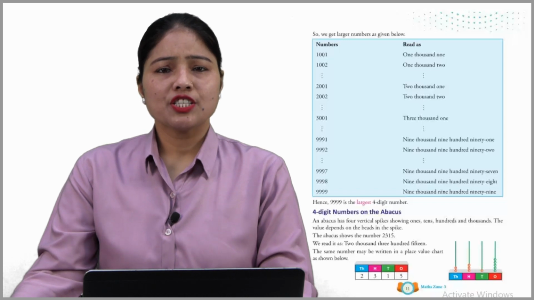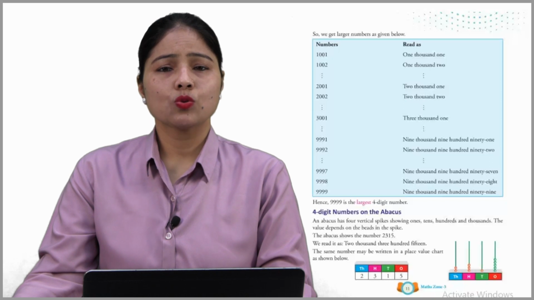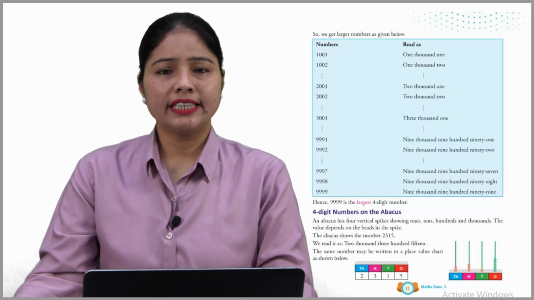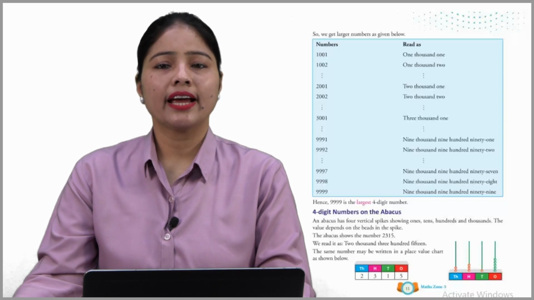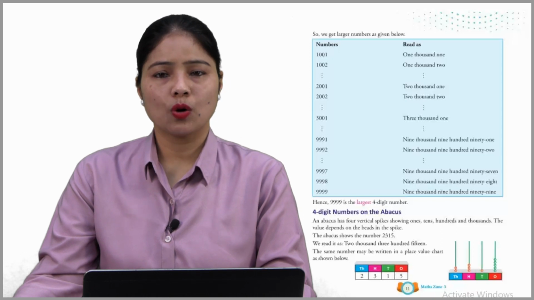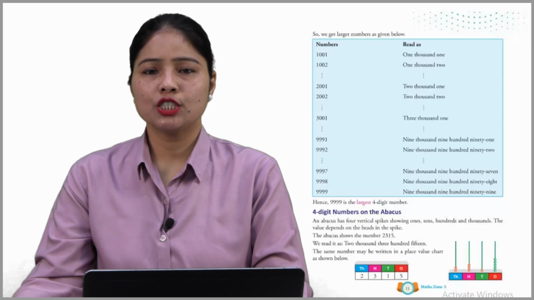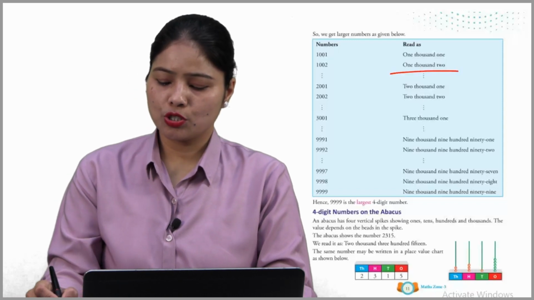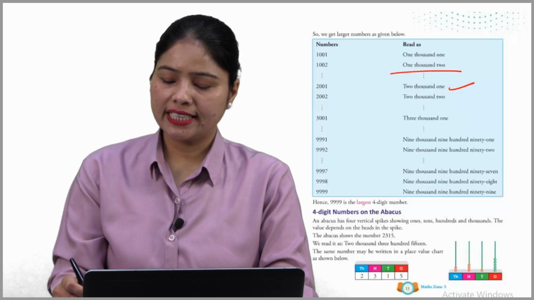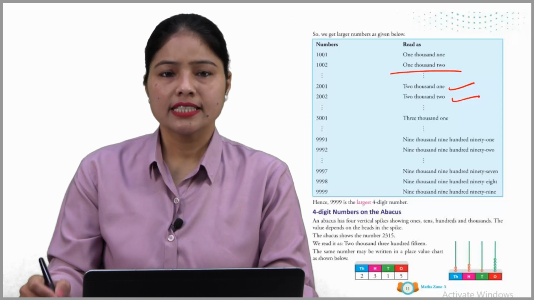So we get larger numbers as given below. Numbers read at 1001. So हम कैसे लिखेंगे 1001 को? ONE, THOUSAND and ONE. So it's read as 1001. So 1002. So similarly 2001, read it 2001 like this. 2002, similarly 2002 write this.